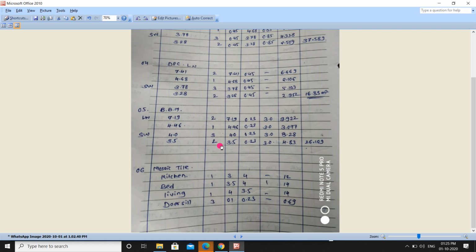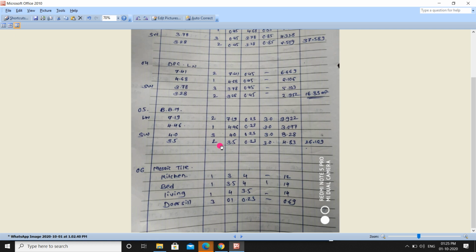In the same way, calculate it for the 4.46 meter length wall. It will be 1 into 4.46 into 0.23 into 3, which is 3.077. Next, for the short wall, we calculate the same thing: 4 into number as 3, into width, that is the width of the baby wall, 0.23, and again the height is 3 meter, so the total will be 8.28 cubic meter.